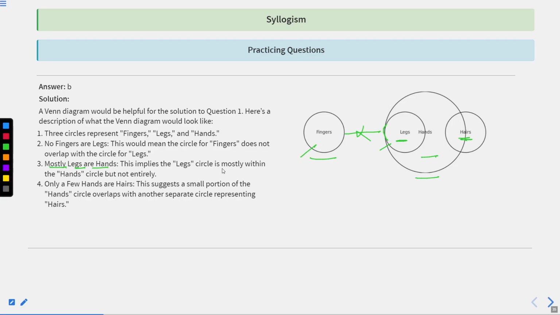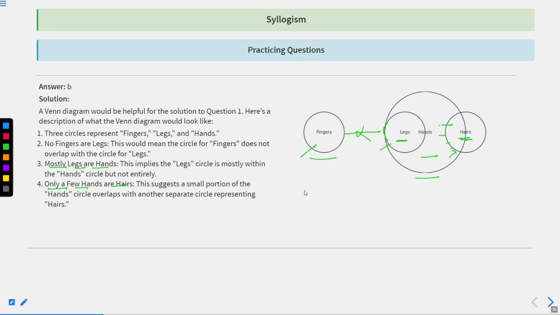Okay. And then obviously the third statement was that only a few hands are hairs. So few hands are hairs. So this can be like this also. And what we can assume is that instead of this, the majority of this circle would have been outside. So this circle would have been outside the scope of hand, because it is saying that only a few hands are hairs. So it will be mostly out.